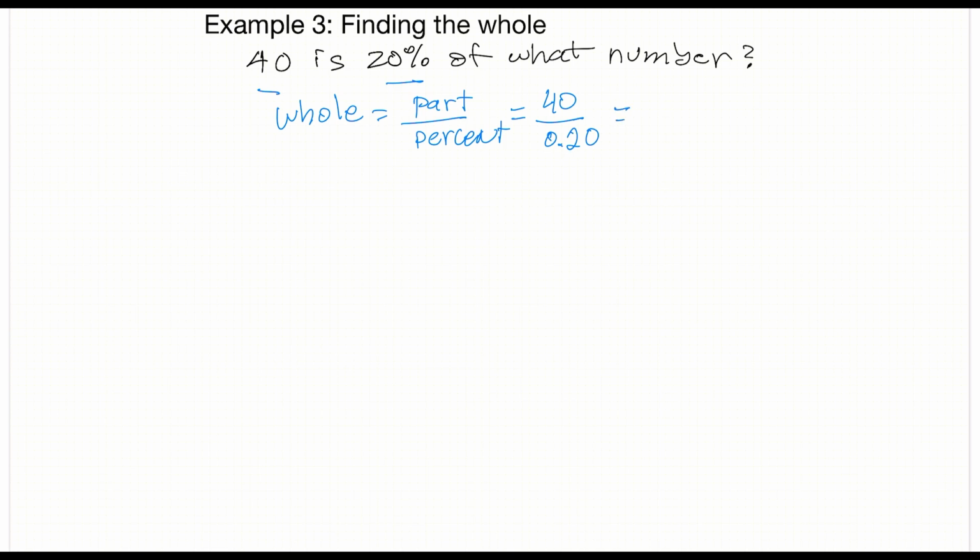And 40 divided by 0.2 is 200. So 200 is our answer. So 40 is 20% of 200, where 40 is the part, 20% is the percent, and then the whole is going to be the 200.